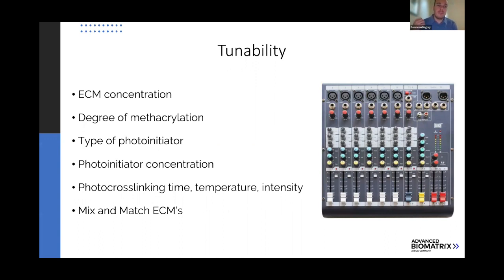You can tune the photocrosslinking time, how long you crosslink it for, what the temperature of the protein is when you crosslink it, the intensity of those lights. You can mix and match different ECMs. We start thinking about, I want to recreate a native environment. I should probably have some collagen and some hyaluronic acid. I want to mix these two components together. And the list of the methacrylated ECMs we have, that's going to continue to grow this next year. We're putting a strong focus on it because the materials are so versatile and there's so many fun knobs to turn. So we're having a lot of fun with it.